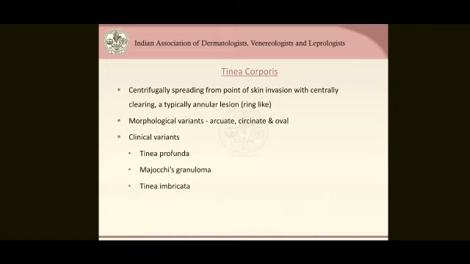It presents as an erythematous annular lesion, centrifugally spreading from the point of skin invasion with central clearing. Morphological variants will be arcuate, circinate and oval. Clinical variants will be Tinea profunda, majocchi granuloma and Tinea imbricata.